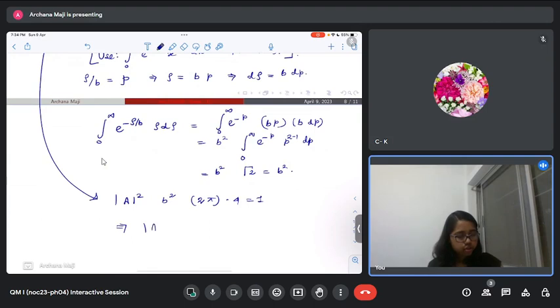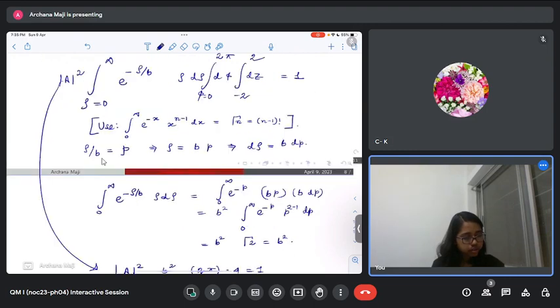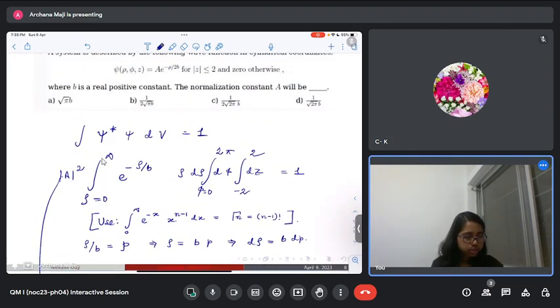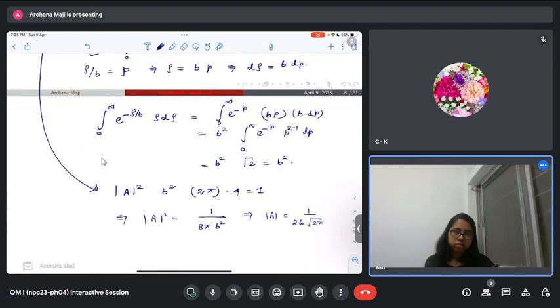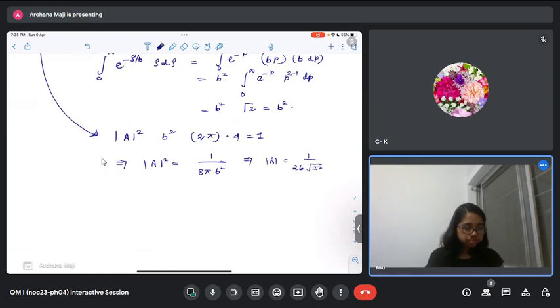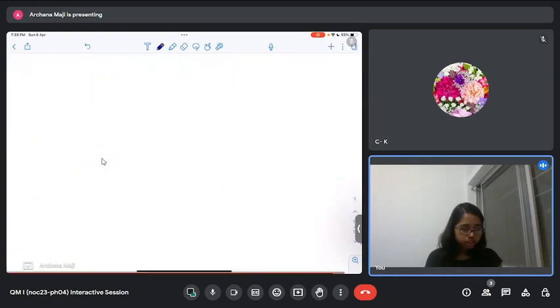So mod of A squared is equal to 1 over 8 pi b squared, or A is equal to 1 over 2b square root 2 pi. So let's see, 2b square root 2 pi, which option? Option C, right? So option C is your normalization constant. Fine. Okay, I'll move on to the next one then.